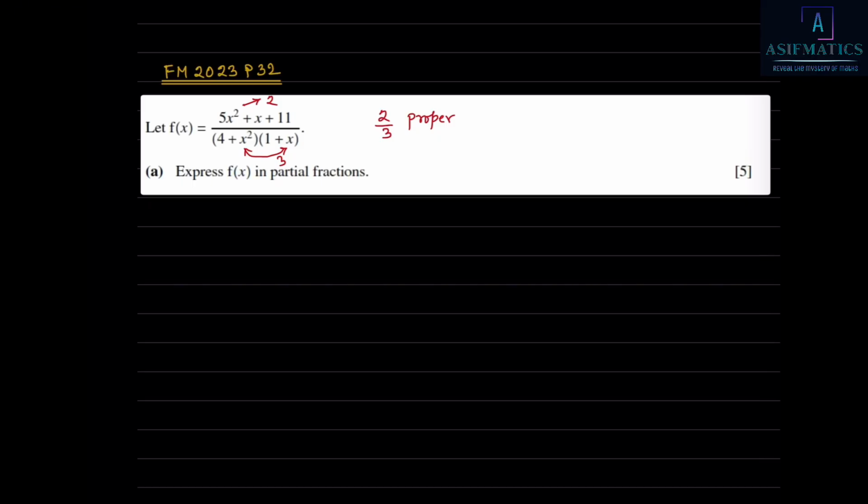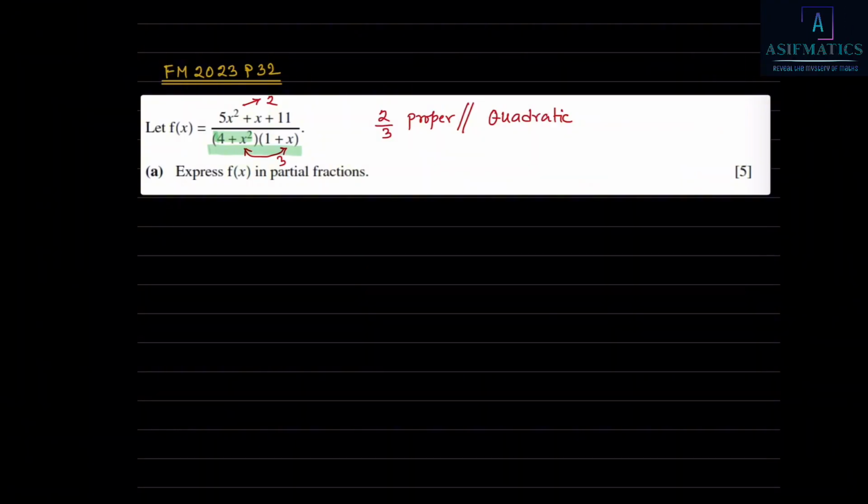So this is proper. Now we need to check the next one, which is whether it is linear, repeated or quadratic. How to do that? Just look at the denominator. In this denominator, you can see that one factor within the bracket is quadratic, like this 4 plus x squared. The 4 plus x squared is a quadratic, and it is a single factor within a bracket. So this is a quadratic form, and we need to apply the quadratic formula to solve this problem.